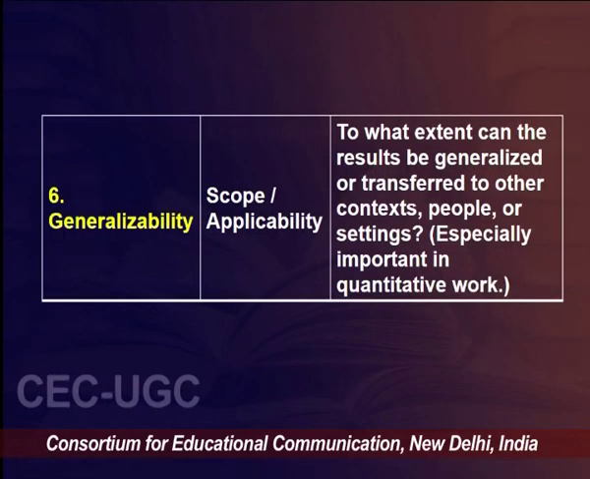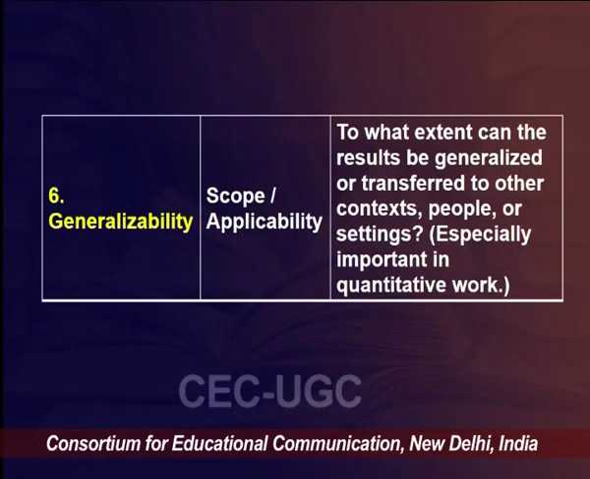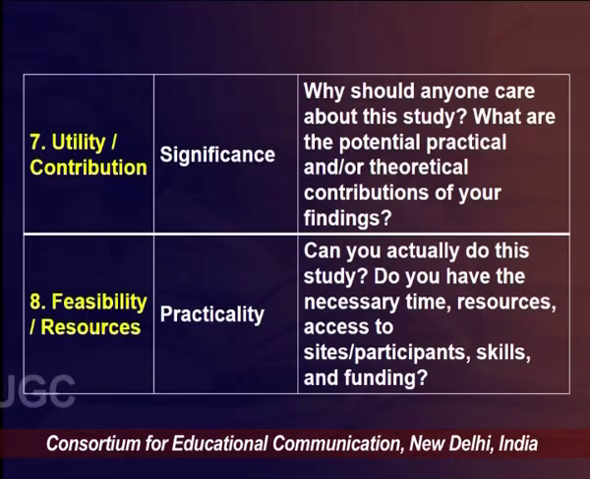6 is generalization, where the focus is scope and applicability. To what extent can a result be generalized or transferred to other contexts, people or settings? 7 is utility contribution, that is actually talking about the significance of the research. Why should anyone care about this study? What are the potential practical and the theoretical contributions?